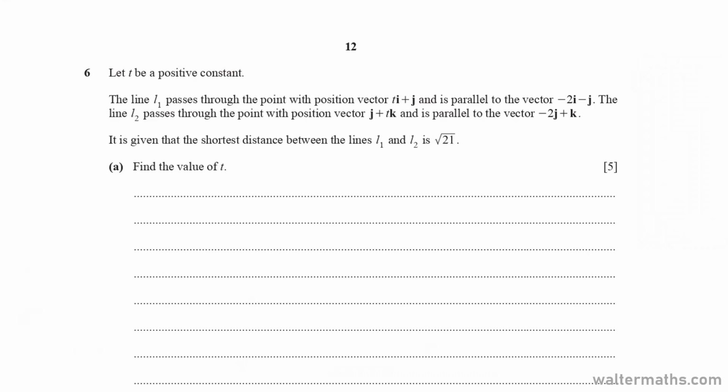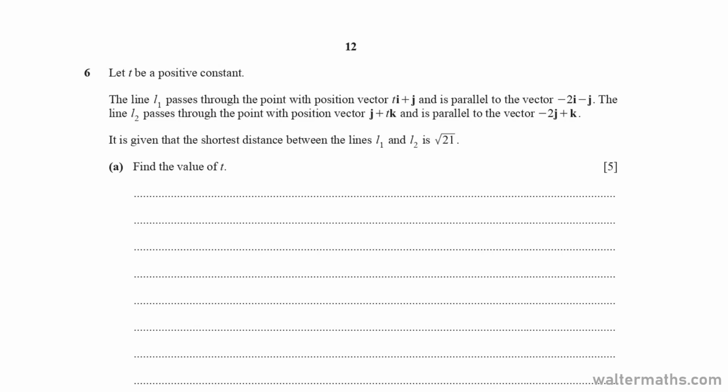Question number 6. Let t be a positive constant. The line L1 passes through the point with position vector ti plus j and is parallel to the vector minus 2i minus j. The line L2 passes through the point with position vector j plus tk and is parallel to the vector minus 2j plus k. It is given that the shortest distance between the lines L1 and L2 is root 21. So on A, find the value of t.